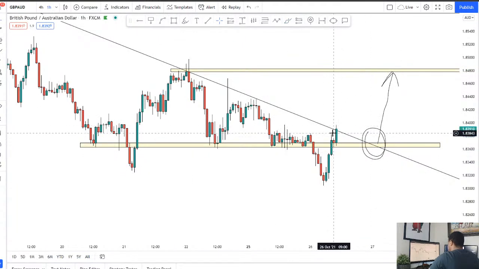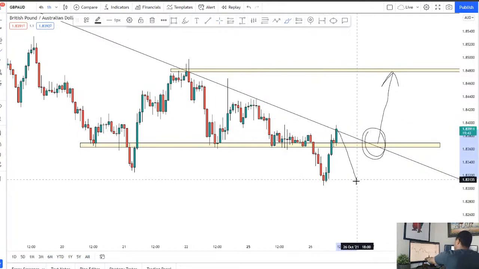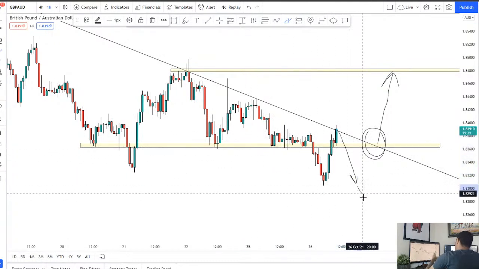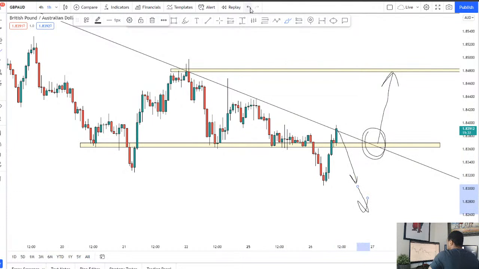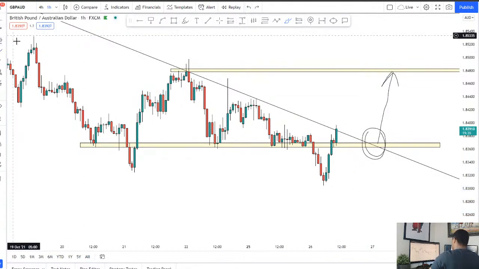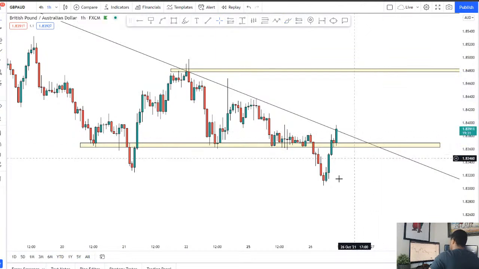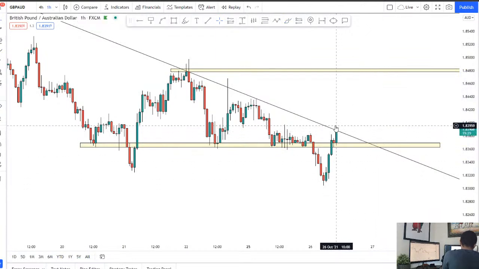But if not, I will reject this trend line there, because we haven't broken through it yet, of course. If you do reject that trend line, then potentially you could see price come straight back down, especially if you get back underneath that level, and yeah, probably just continue to some more lows, because it is still a bearish market. But yeah, break through that trend line, we could be looking at some nice long opportunities.